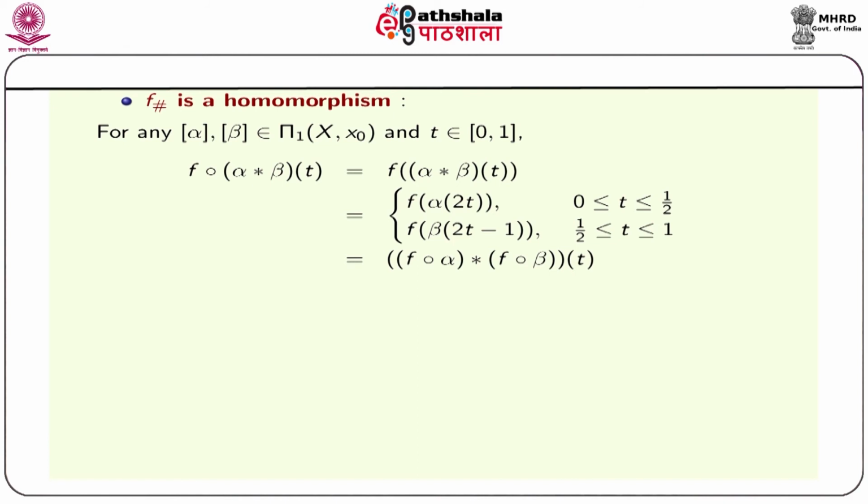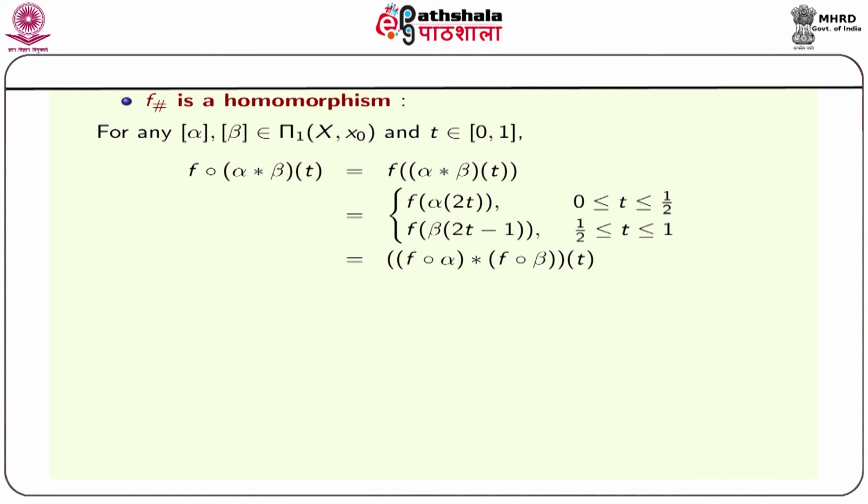Now, if I take any two elements from pi 1 of X, x 0, suppose the elements are class alpha and class beta. In that case, alpha and beta are two loops based at x 0. So, we can form alpha star beta, which is again a loop based at x 0. So, F composed alpha star beta evaluated at any point t is equal to F of alpha star beta evaluated at t.